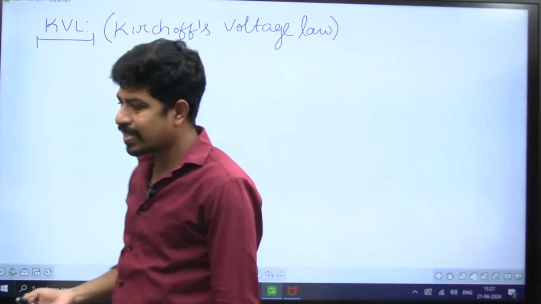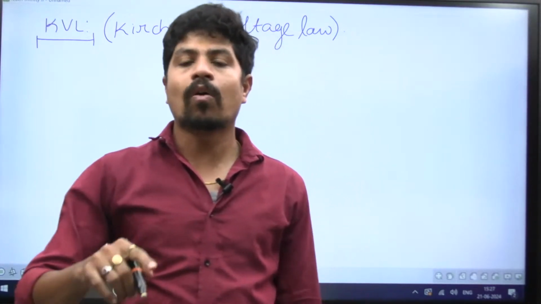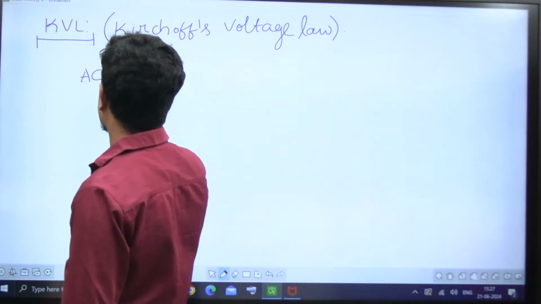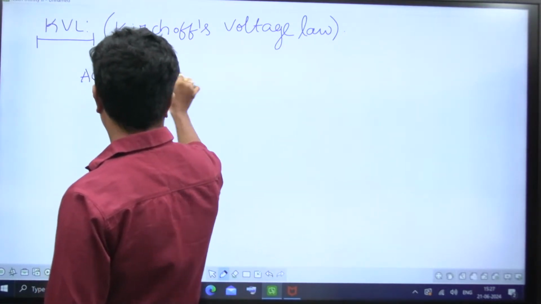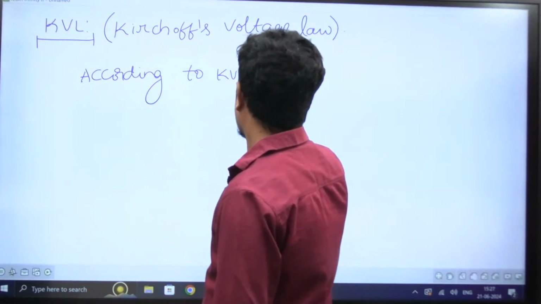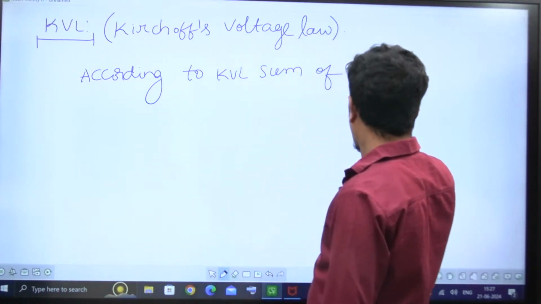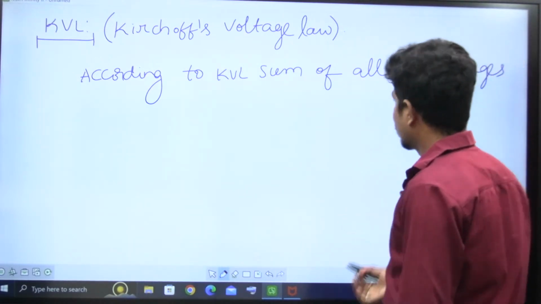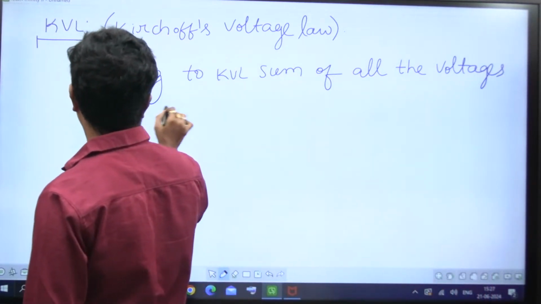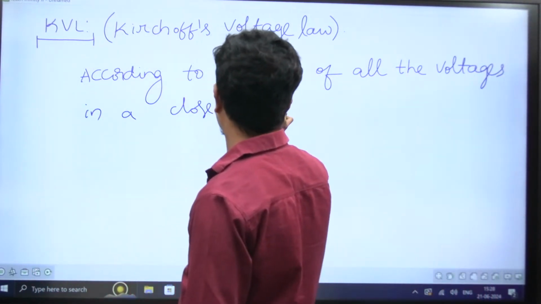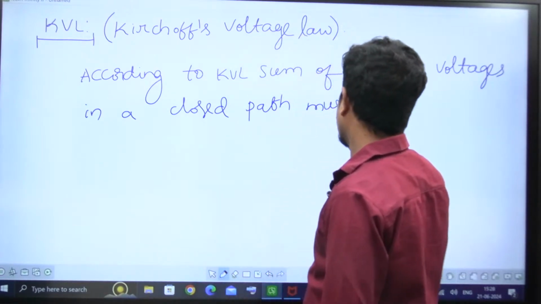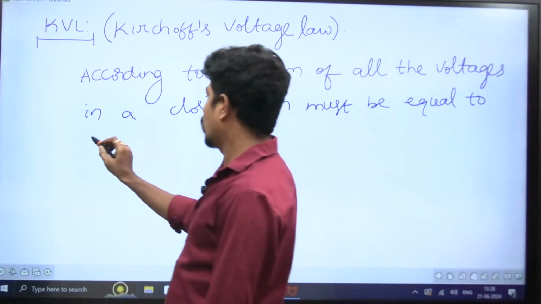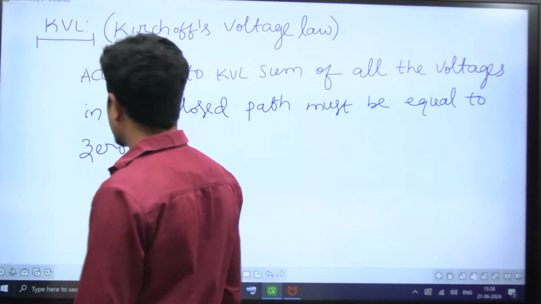KVL. What KVL says is, according to KVL, sum of all the voltages in a closed path must be equal to 0. Sum of all the voltages in a closed path must be equal to 0, right?